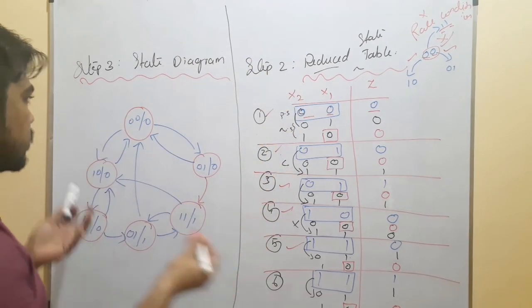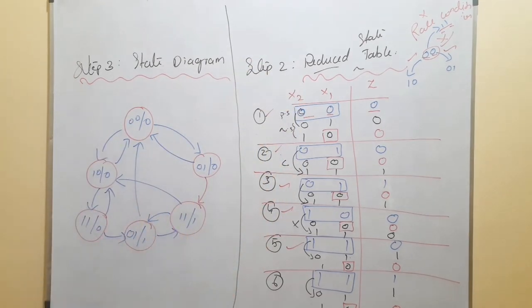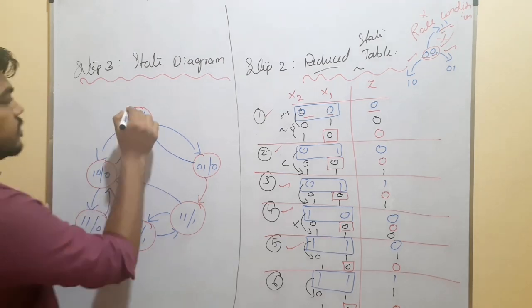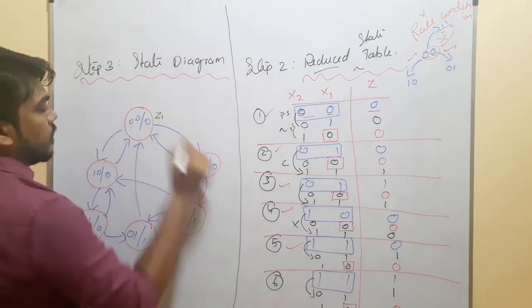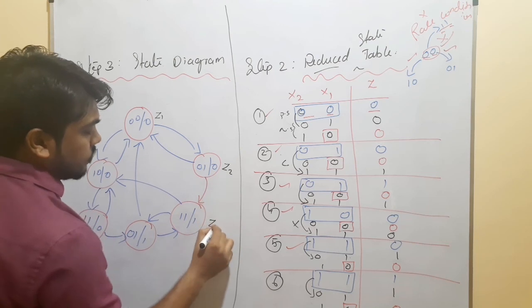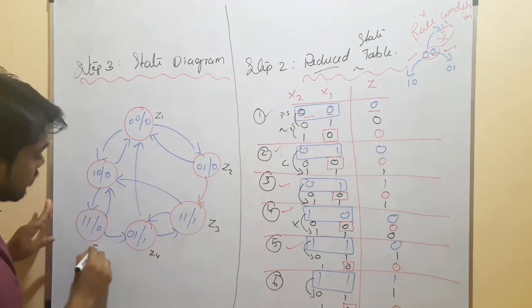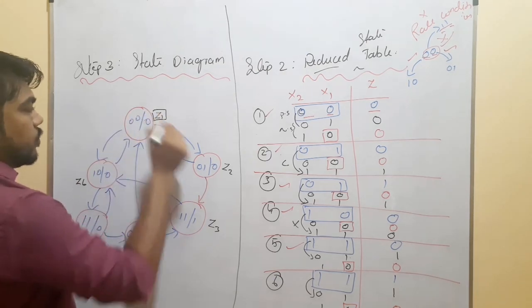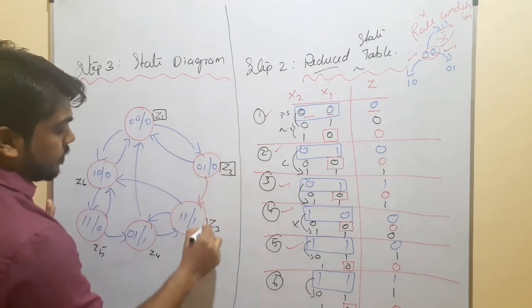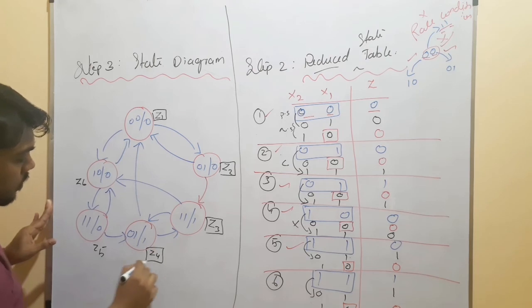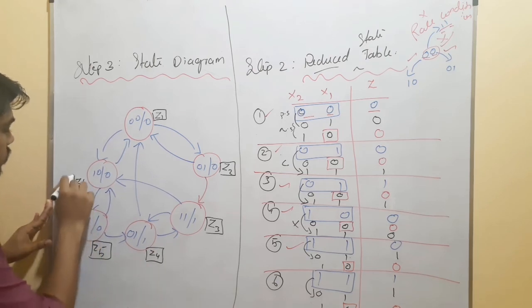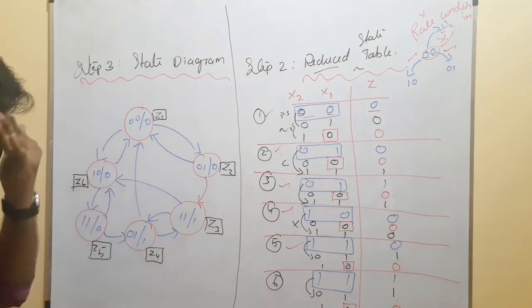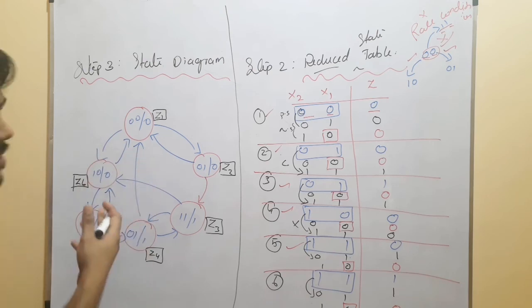Now give a name to each and every state available over here. Let these be Z1, Z2, Z3, Z4, Z5 and Z6. Put a box if needed to highlight it. It's your wish. So these are the available states. This is called state assignment. This is the state diagram.